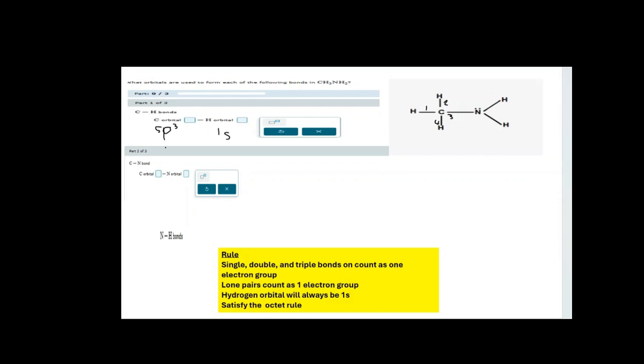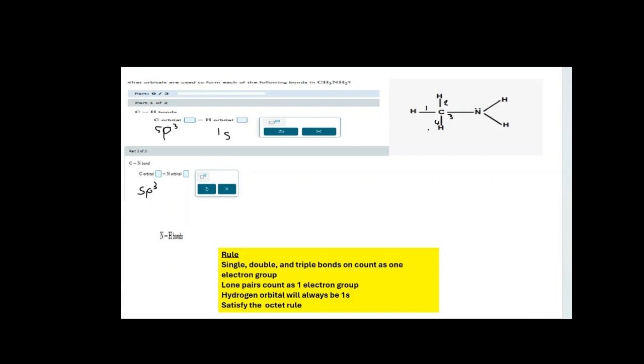Next up, we're going to look for the bond between carbon and nitrogen. I like to use a simple trick on this one because I've already got the hybridization of it before up here in part 1. I can pretty much copy it again because I know that it has these 4 electron groups. So I will write sp3.